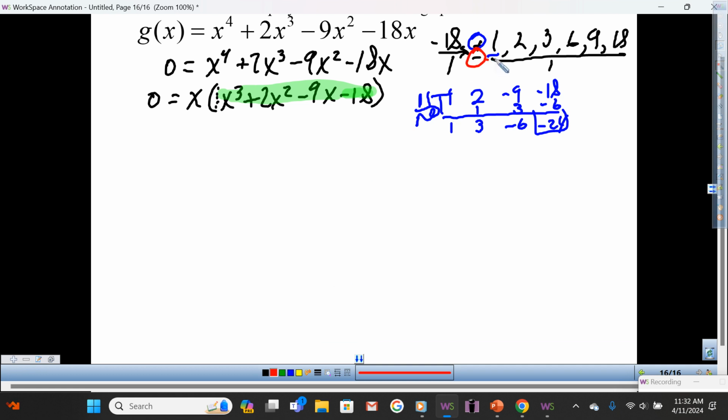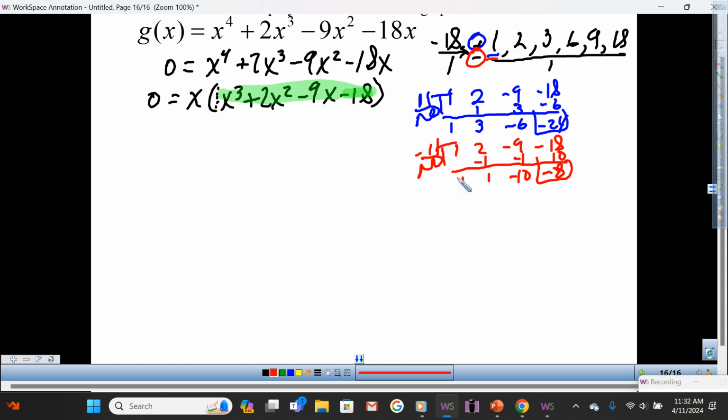Try negative 1. All right, so negative 1, 1, 2, negative 9, negative 18. Let's try that. Negative 1 times 1 is negative 1. Combine, that's 1. Negative 1 times 1 is negative 1. Combine, that's negative 10. Negative 1 times negative 10 is positive 10. Combine, that's negative 8. This is not my 0. What do I do next?